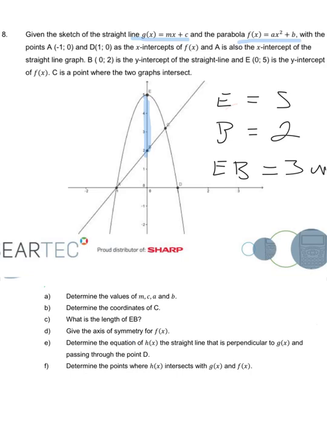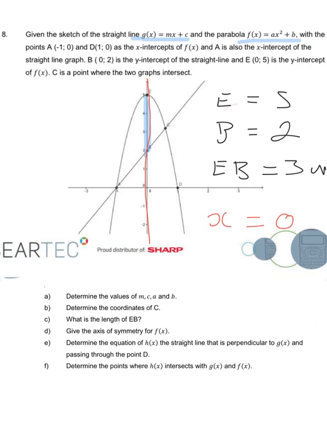Next question says, what is the axis of symmetry for F? And if we look at F, F is our parabola, and always, if your turning point is on the y-axis, your axis of symmetry is always going to be x equal to 0, because it is symmetrical about that line.